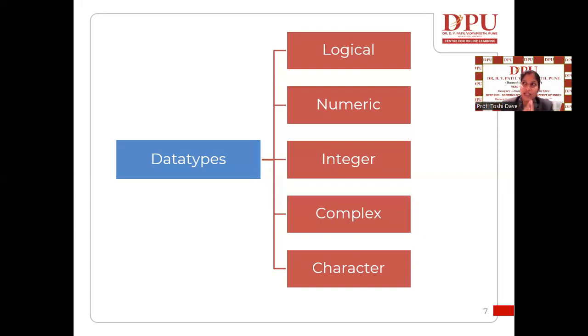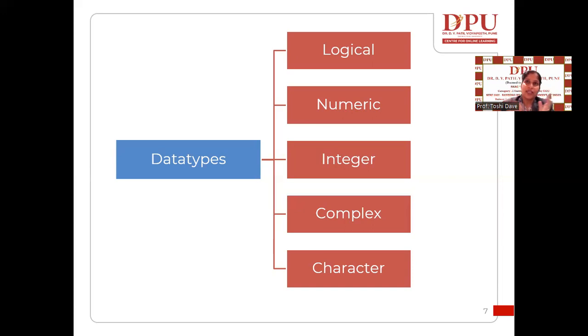Because 10 can be considered as an integer as well as a real number. How? If 10 means 10.0, right? Programming languages differ with each change in programming language. There is a difference in how to treat any of the values. Clear? So here in R, we have these 5 data types: logical, numeric, integer, complex, and character.